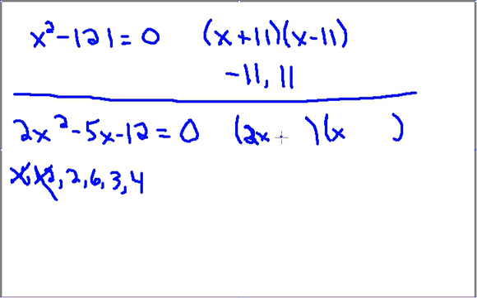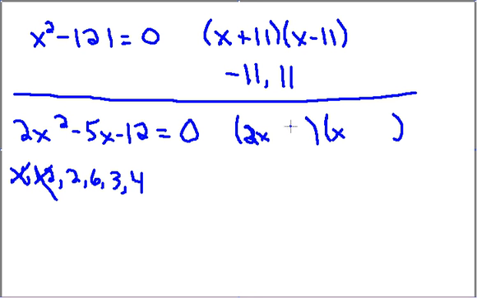And if we were to switch that around, if we were to put the 12 here and the 1 over here, 12x plus a 1x, or plus a 2x would be 14, or minus would be a 10. So that's not going to work. Let's try 3 and 4.